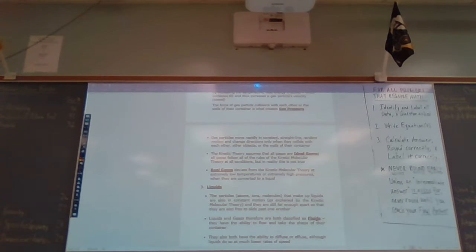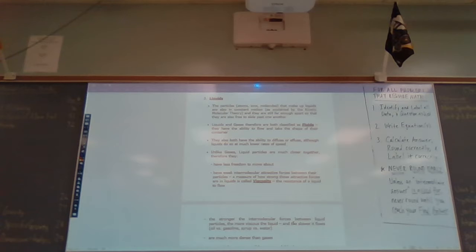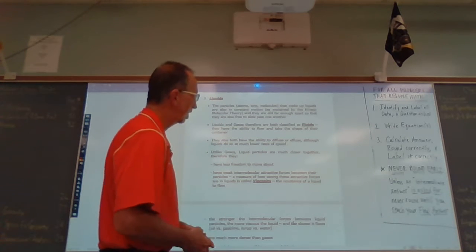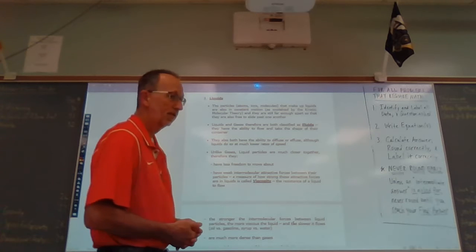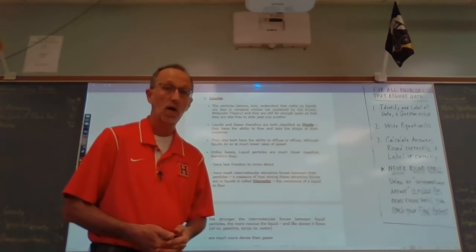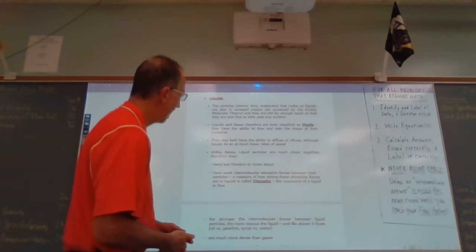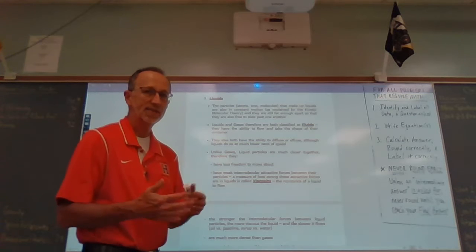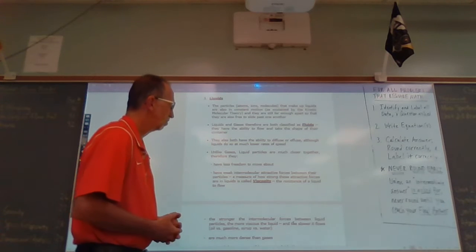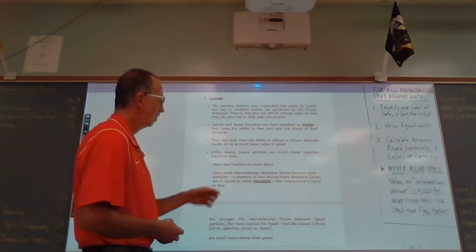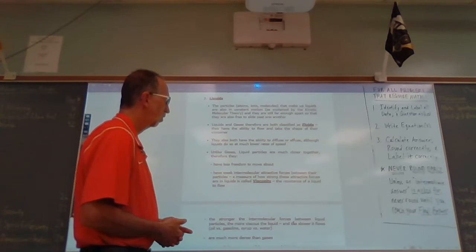Liquids. Let me move this up a little bit. We said the particles that make up liquids are also in constant motion, and they're still far enough apart so that they are free to slide past one another, although they are much closer together than gases, as we said. So liquids and gases are both classified as fluids. They have the ability to flow and take the shape of their container. They both have the ability to diffuse or effuse.